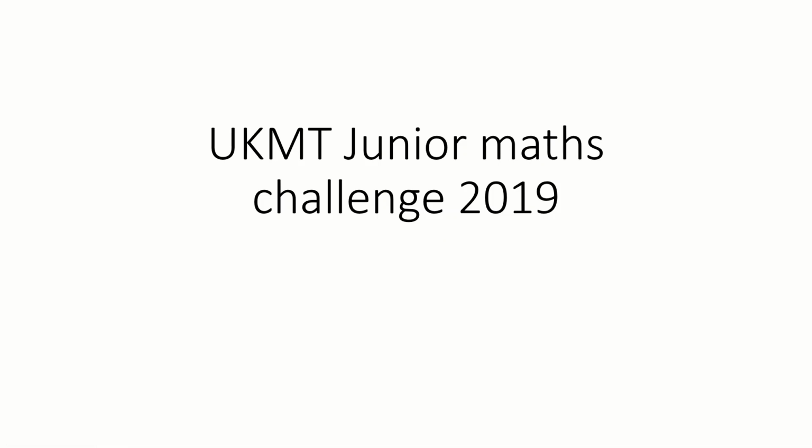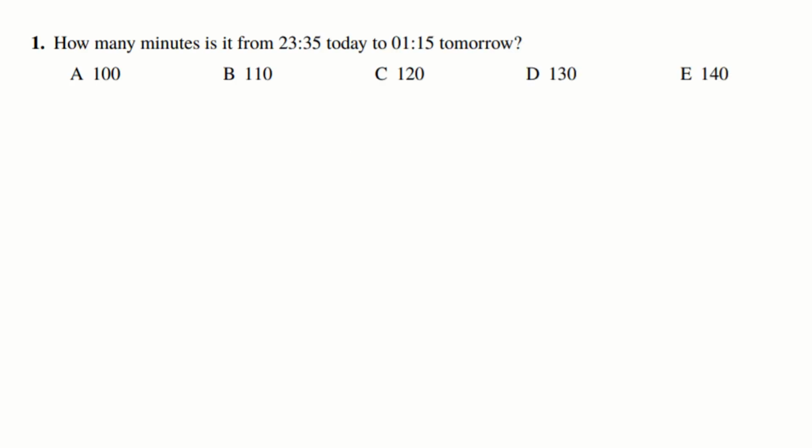This is the UKMT Junior Math Challenge from 2019. 5 points for the first 15, 6 points thereafter. You don't lose any points for getting anything wrong, so you may as well just guess every question if you're unsure. But anyway, let's make a start then.